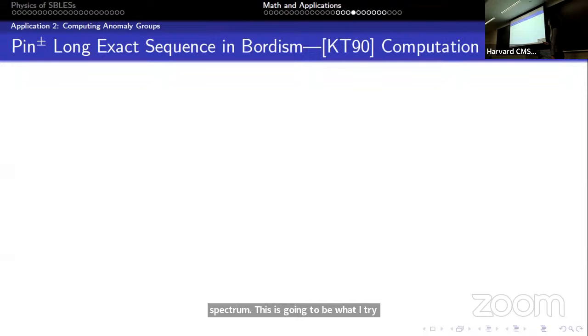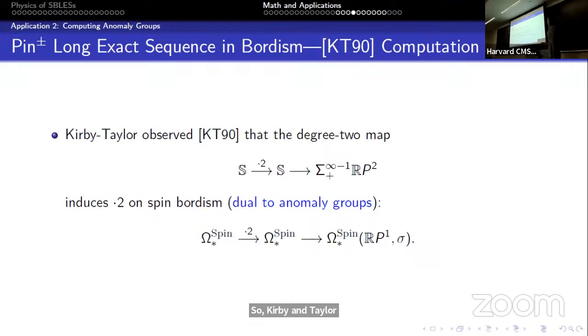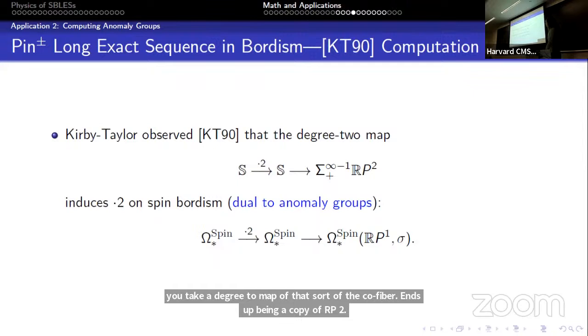So Kirby and Taylor studied this same situation, and they observed that if I take a degree two map of the sphere spectrum, so you can think of that as the sphere in various dimensions, the cofiber ends up being a copy of RP2, which is sort of intuitive: you form RP2 by attaching a cell by the map of degree two. And Kirby and Taylor show that this induces times two on spin bordism.